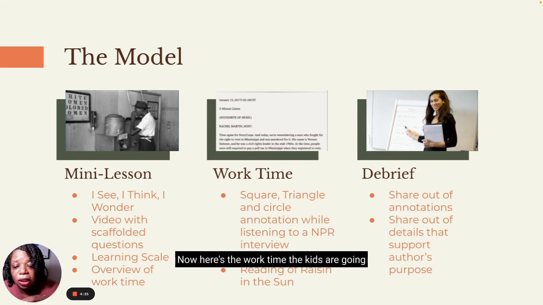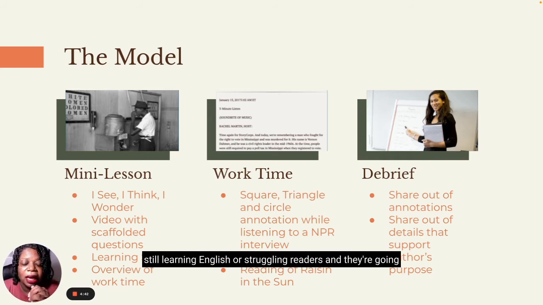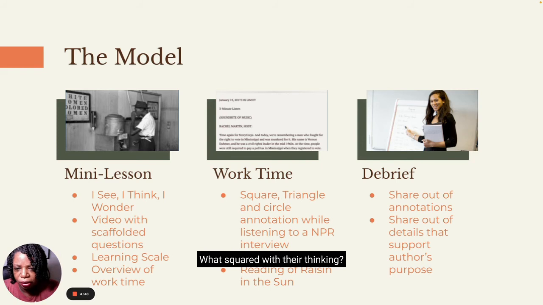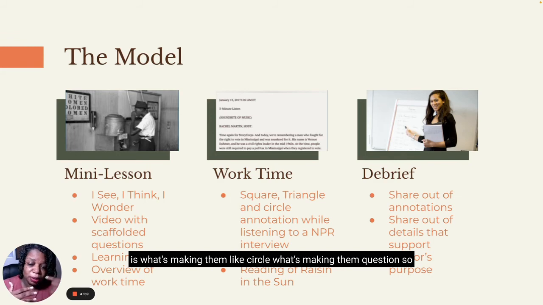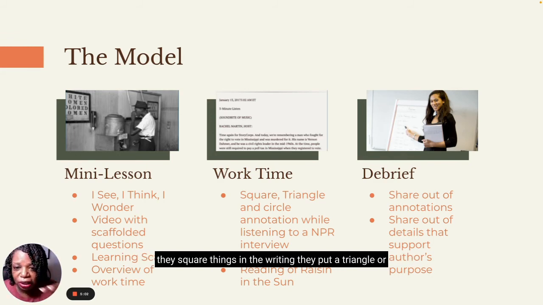Now here's the work time. The kids are going to actually have a printout of basically a 3-minute interview from NPR, and they're going to listen to this author while reading it. It's a great way to support students who are still learning English or struggling readers. And they're going to do this annotation called square, triangle, circle. What squared with their thinking? The triangle is something they're still looking at as having a point, and the circle is what's making them question. So they square things in the writing, they put a triangle, or they circle.